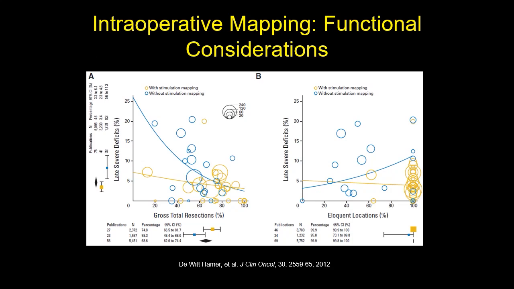Shown in this slide is a panel from a study in 2012 which nicely demonstrated that intraoperative mapping allowed an increase in extent of resection while minimizing neurologic deficits despite dealing with tumors that were nearer to eloquent areas by definition.